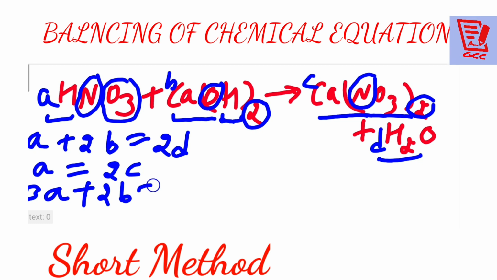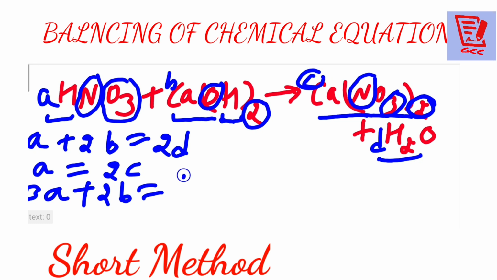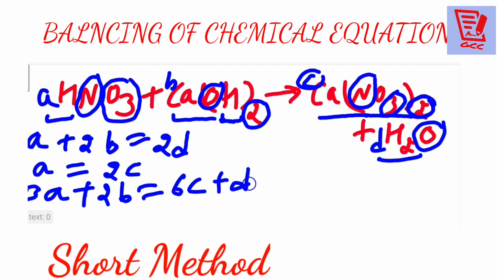Now you see the oxygen on the product side. How many oxygen is there on the product side? Here 3, here it's 2. 3 into 2, 6. And here C, so it's equal to 6C. And how many oxygen is there? 1 plus D. Is that clear? Now oxygen is also done.